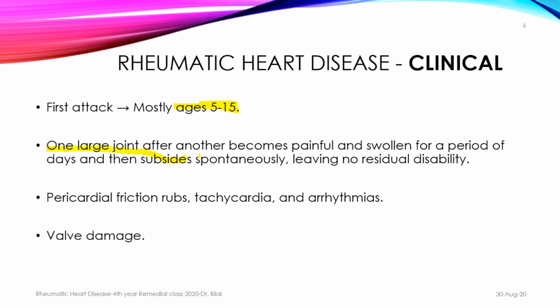Second point, one large joint after another becoming involved. It becomes swollen, it becomes painful. Obviously, there is some inflammatory activity going on, then it subsides spontaneously. But there's some chronic damage going on inside the body. And then pericardial friction rubs, since we said that it's a multi-system disease. Pericardial friction rubs, tachycardia, and arrhythmias can also occur, and valve damage also occurs in the chronic stages. It does occur in the acute stage as well, but the manifestations are mostly chronic.